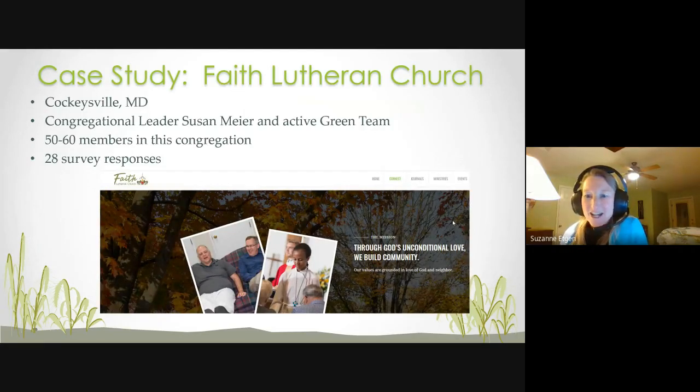So Susan is here from Faith Lutheran, and I found this little picture from their website, and I thought it was so beautiful. Through God's unconditional love, we build community, with the trees in the background. So fitting for our discussion tonight. Susan, can you tell us just a little bit about Faith Lutheran and anything you want us to know as we're starting to think about your congregation and talk about your data?